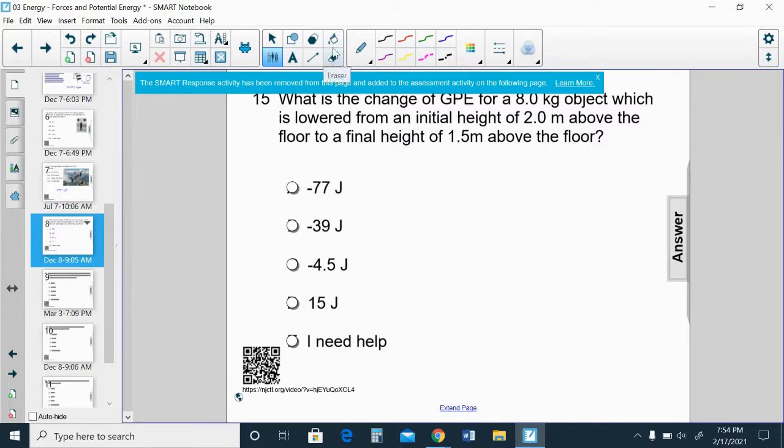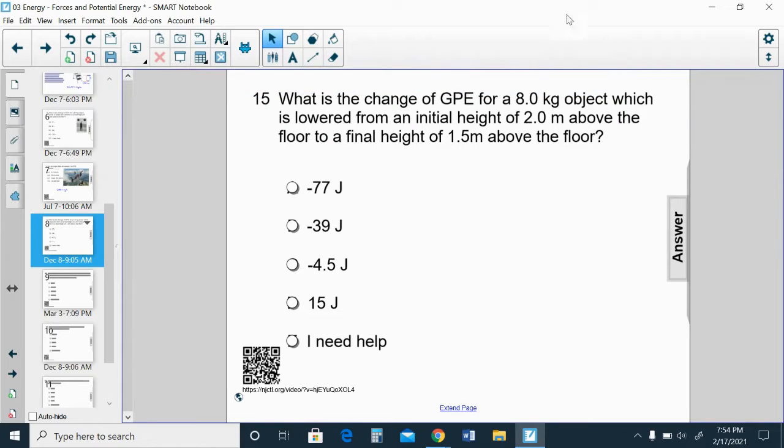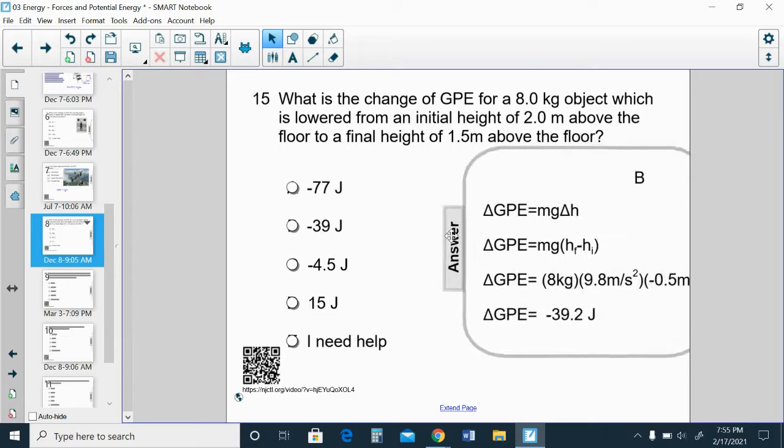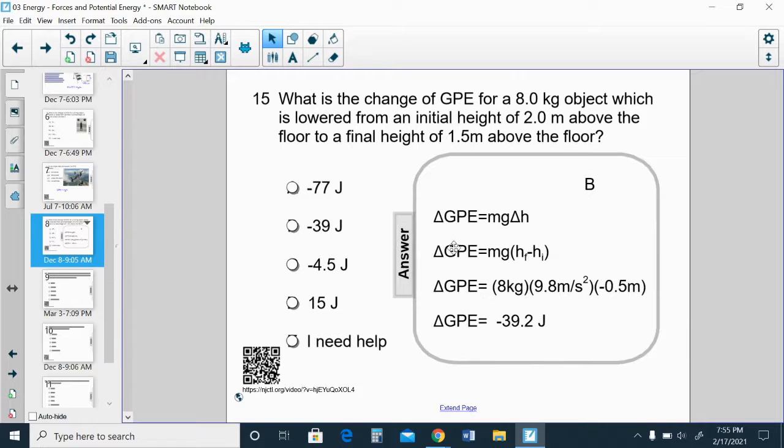What is the change of GPE for an 8 kilogram object, which is lowered from an initial height of 2 meters above the floor to a final height of 1.5 meters above the floor? So the answer is B, negative 39 joules. So taking a closer look, we have our equation here. Now we have change in height is going to be the final height minus the initial height right there. What you get when you subtract that is negative 0.5 meters.